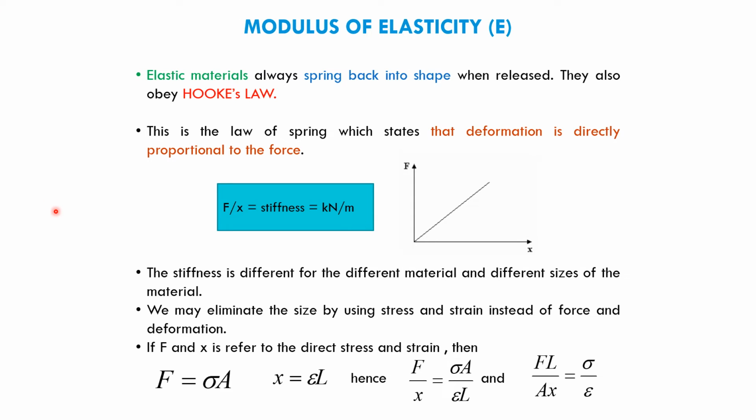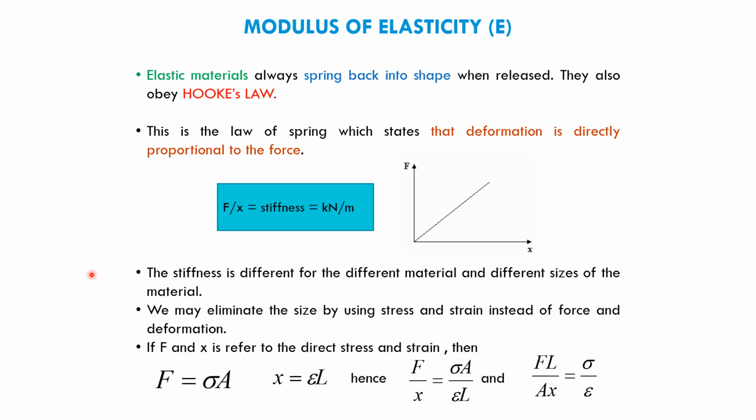Stiffness is different for each material. So if we use, for example, aluminium and mild steel, the stiffness of each material will be different. Okay, so we can eliminate the size when we do the calculation by using the stress and strain instead of the force and also the deformation.